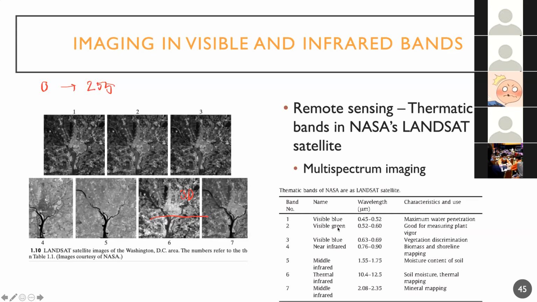And the second band is measuring the plant energy, so we'll observe some plants in an image. Another one will be about vegetation, or biomass, or moisture, soil, and minerals. So it can be used to observe characteristics of resources and materials on the ground for remote sensing. So this is called multi-spectrum imaging. They have combined different spectra to learn about the information in the image.